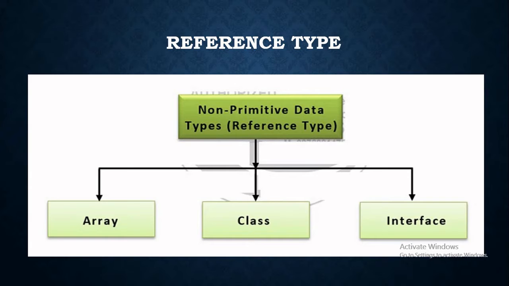But now, what we create ourselves, our class, our interface, our array. Array is a reference data type. In other words, we say reference data type.